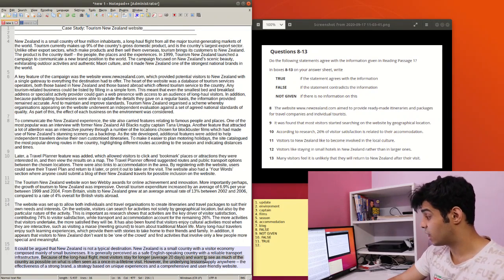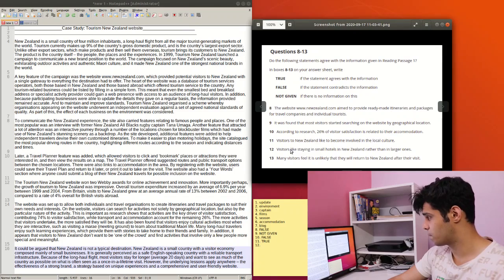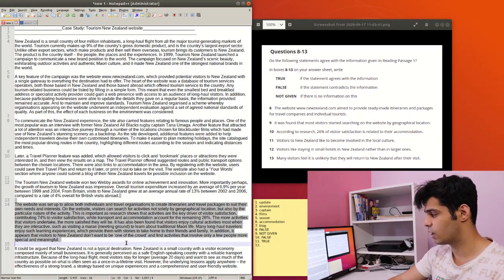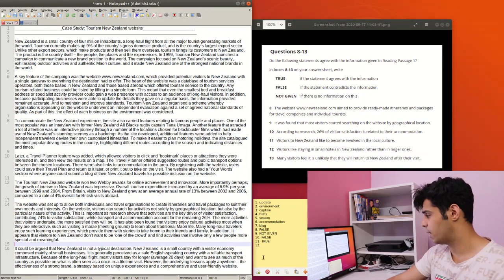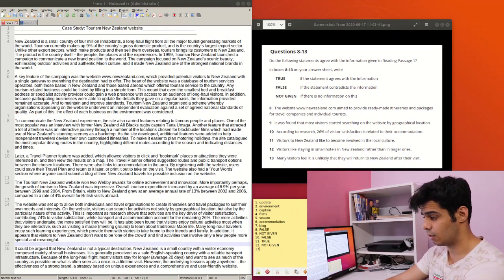However, underlying lessons apply everywhere. The effectiveness of a strong brand, a strategy based on unique experiences, and a comprehensive and user-friendly website. Okay, so we did not read anything about staying in small hotels. I definitely did not read it over here as well. You guys can also check it out, but I'm pretty sure this is going to be not given, because really there's no information given about this thing, right?